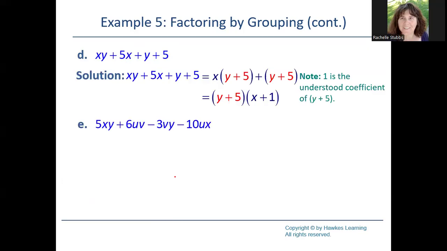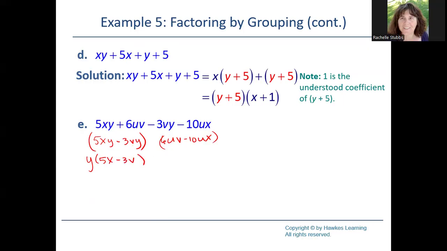Okay, how about this one? What could I factor together? If I group these two together, they don't have anything in common, so I don't want to group those two. But what if I grouped 5xy with the minus 3vy? They would both have a y. And then I could also do 6uv with minus 10ux. Let's see if I can find anything there. Okay, so 5xy minus 3vy, a y will come out, leaving me 5x minus 3v.